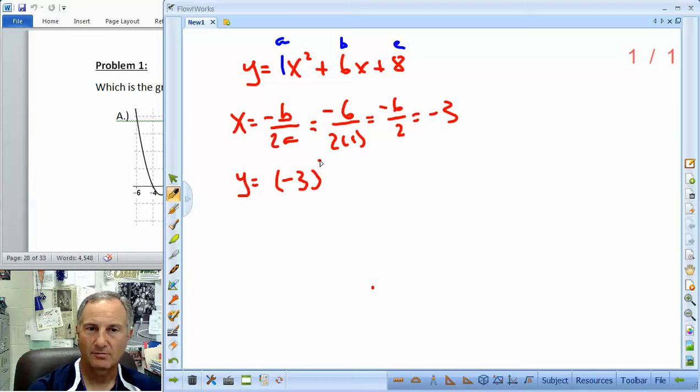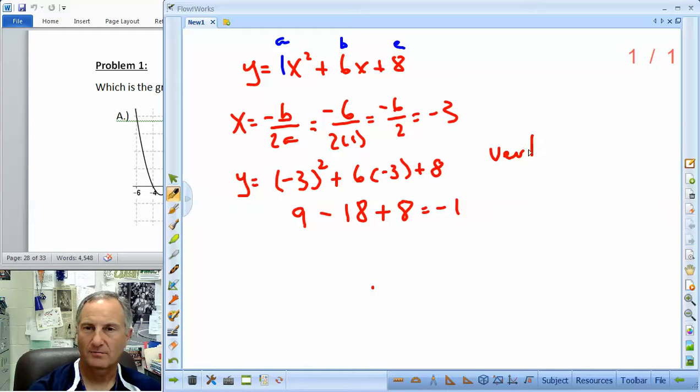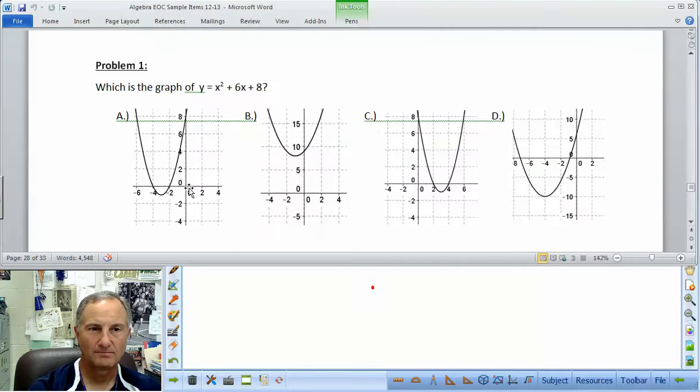Plug this negative 3 into the x. I get negative 3 squared plus 6 times negative 3 plus 8. That's 9 minus 18, which is negative 9, plus 8. I get negative 1. So my vertex is at negative 3, negative 1. Let's see what we got here. Do we have a negative 3, negative 1? Oh, that looks like it there. That definitely is not negative 3. Neither is that. So our answer here must be A, just by the vertex.